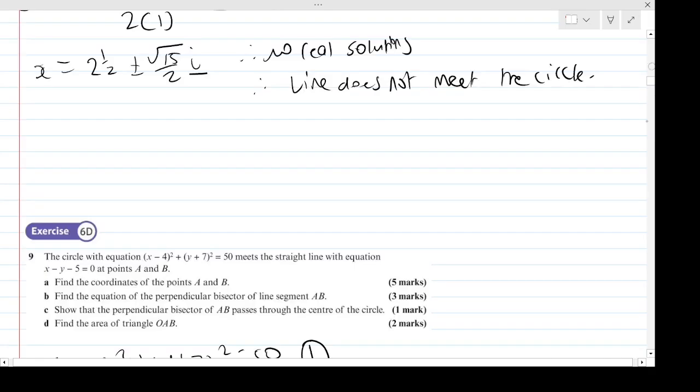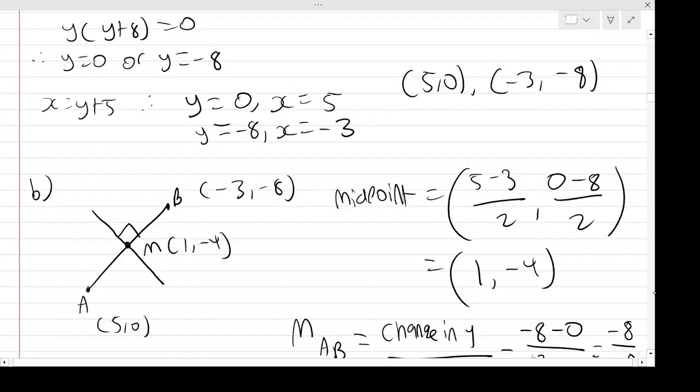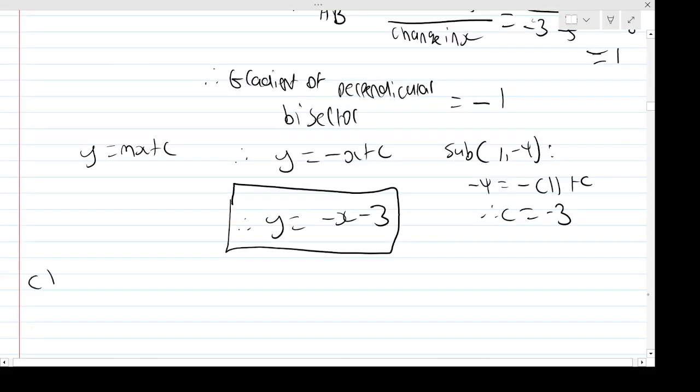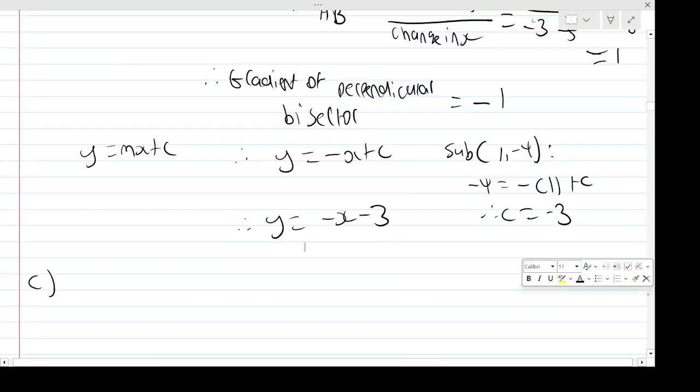With those two pieces of information, the midpoint and the perpendicular gradient, you can work out the equation of the bisector. Okay, then part C says, show that the perpendicular bisector of AB, which we worked out, passes through the centre of the circle. But what is the centre of the circle? Well, we're given the equation of the circle. We know from the last section how to work that out. The centre then, if x is minus 4, the centre would be plus 4 for x, and plus 7 for y would then be minus 7 for the centre. So therefore the centre is 4, minus 7. So that's what we're going to substitute into our equation, right?